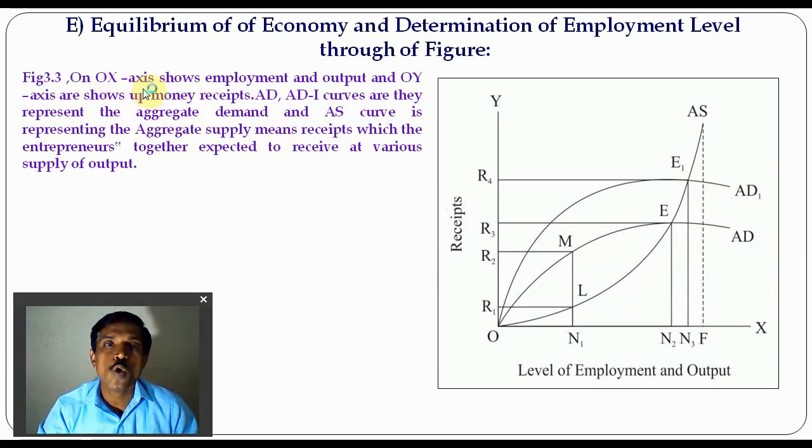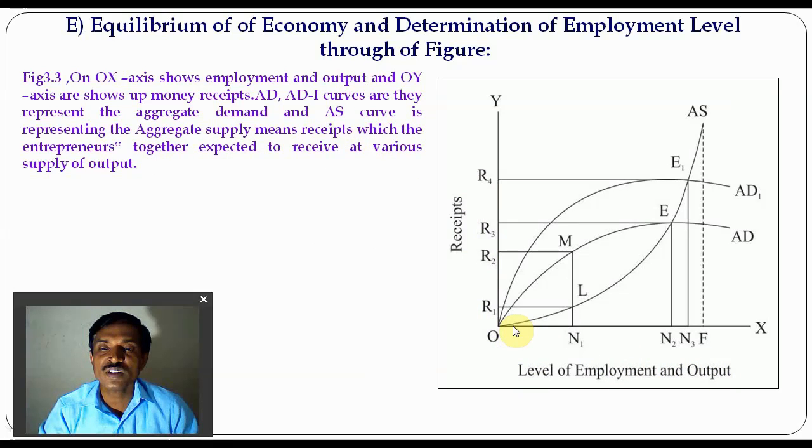The OX axis shows the level of output and employment. AD1 is the aggregate demand curve, so AD and AD1 are the aggregate demand curves, and AS is the aggregate supply curve. The aggregate supply represents the receipts which the entrepreneurs together expect to receive from the various supplies. The Y-axis shows receipts of money, and the X-axis shows the level of employment.